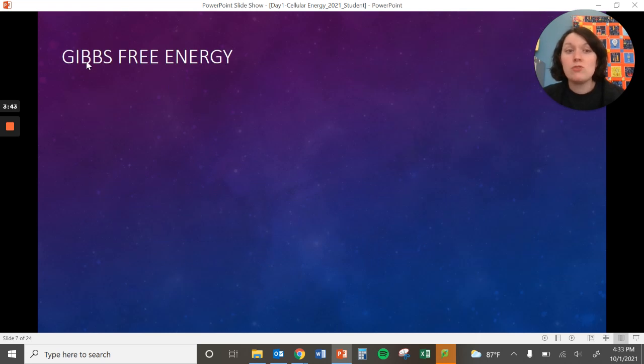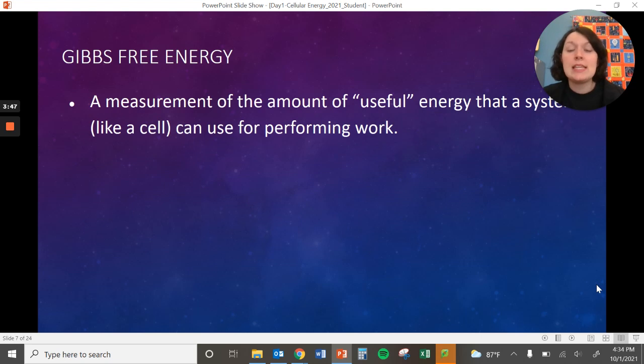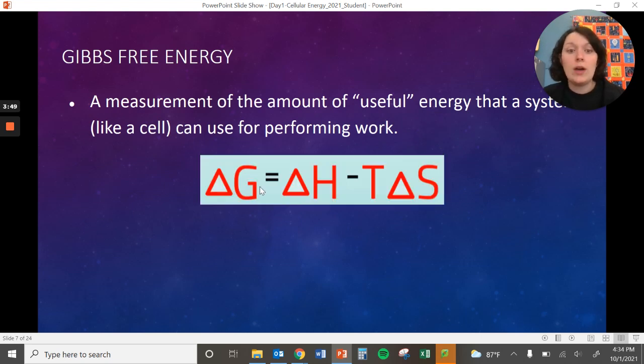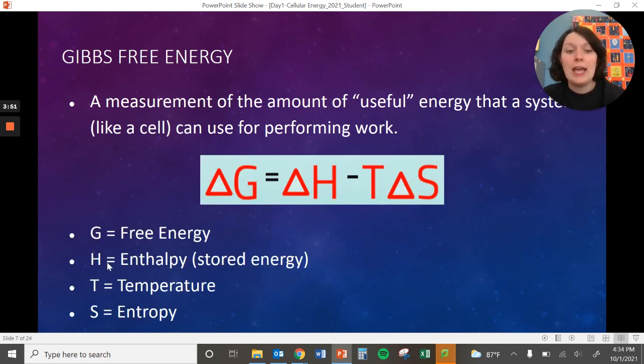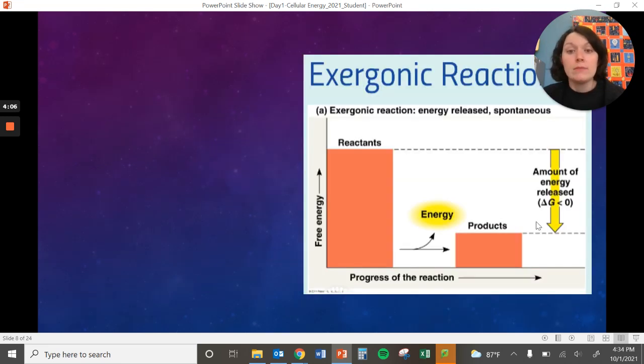Okay, and then this is related to our idea of Gibbs free energy, or just free energy sometimes, and this is the amount of useful energy. So this is our Gibbs free energy, and here we have enthalpy, temperature, and entropy. You do not need to know this equation, but these are all things related to how useful energy is: our stored energy, our temperature, our disorder or entropy of a system.